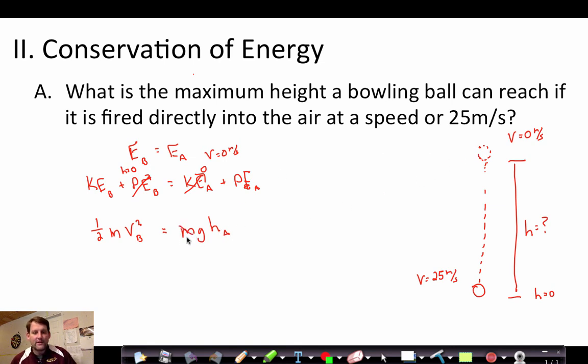So again, I notice that the masses cancel. And if I solve here for h, I have to divide both sides by g. And I end up with h is equal to the 1/2, so the 2 goes in the bottom, v squared over 2g. That's the maximum height that it can reach.